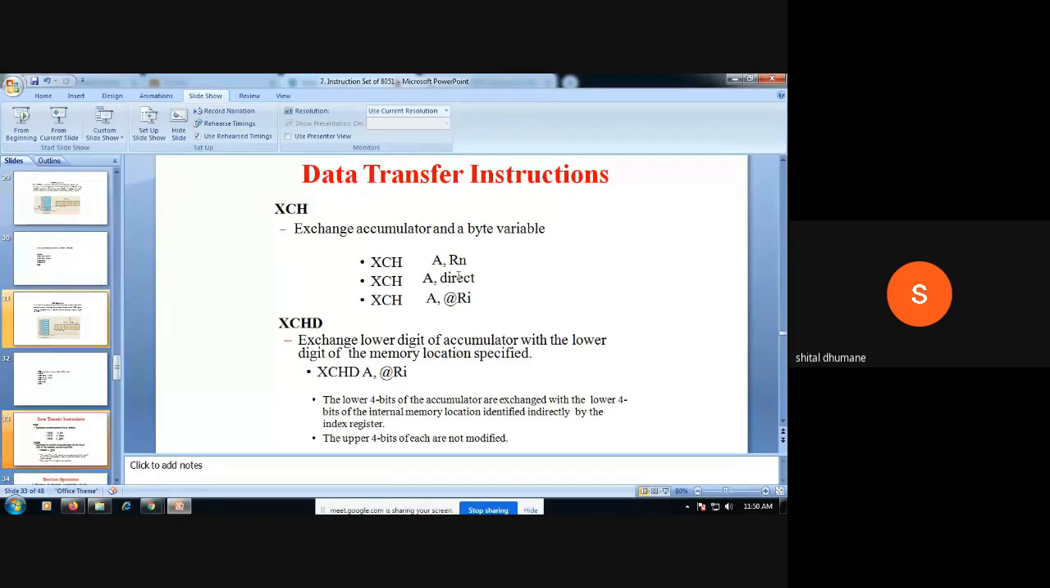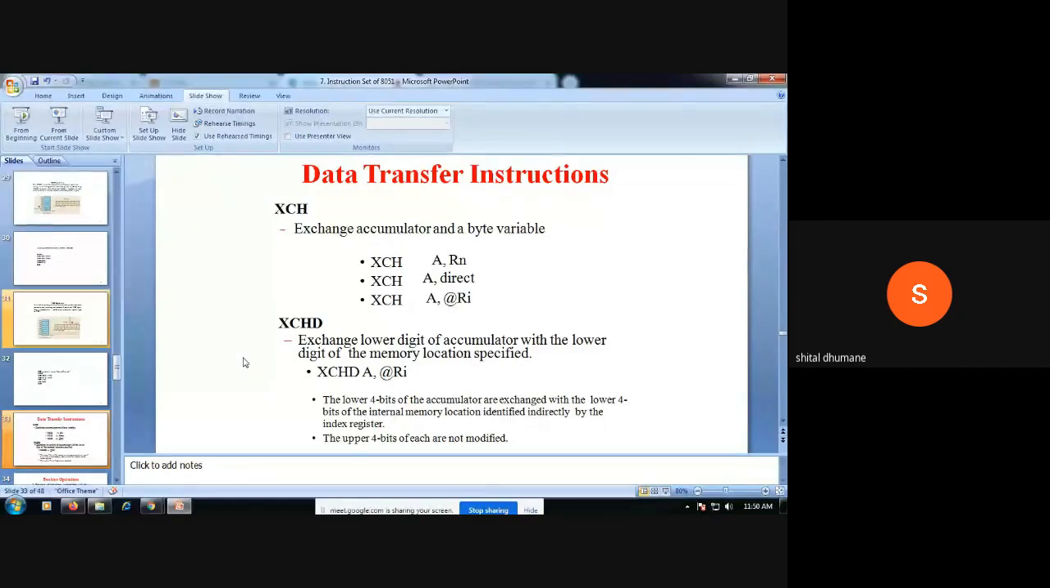Here we also have XCH A comma direct. We can exchange the data: the accumulator contents will get exchanged with the contents of a memory location. And here you also have one more form, where the memory location is indirectly specified. We will work out one of these in Keil. This is also an important instruction, XCHD.